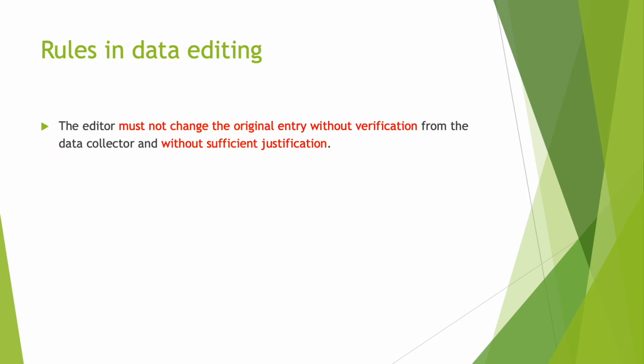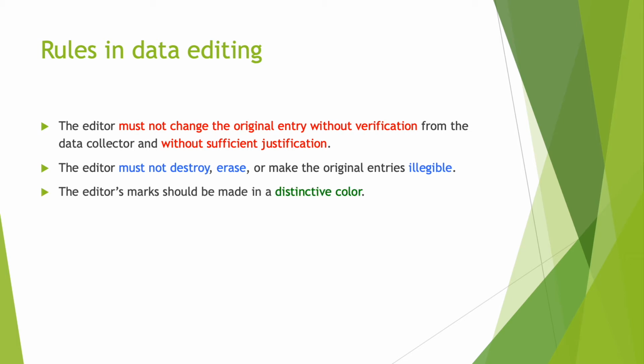As I sort of alluded to in the previous slide, whoever is editing the data must not change the original entries without verification from the data collector and without sufficient justification. Importantly, the editor must not destroy, erase, or make the original entries illegible. Any corrections the editor does should be marked in a distinctive color. Oftentimes, red ink is used. Each edited form must also be initialed and dated accordingly by the editor.